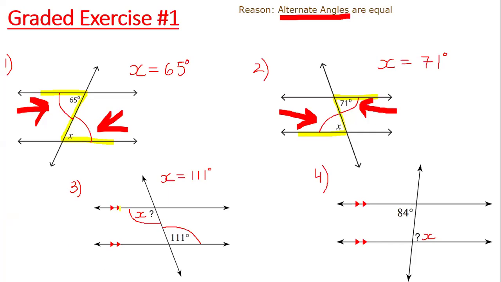And so what we have here is we could highlight it. It's going to be this right here. It's more of a C or S shape. Do we see the shape in this case? Yes. Cleveland, why is X equal to 111 degrees? Because alternate angles are equal. If this right here is 111, then this must also be 111.